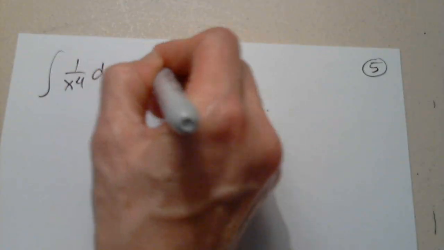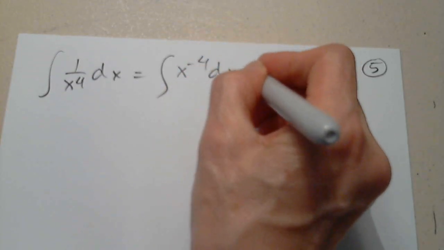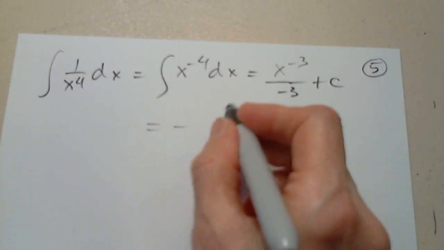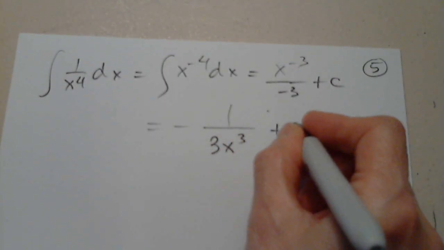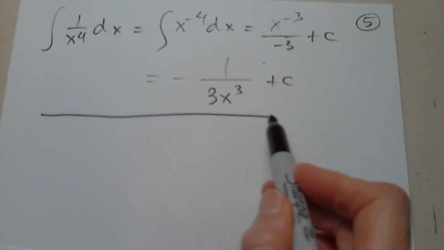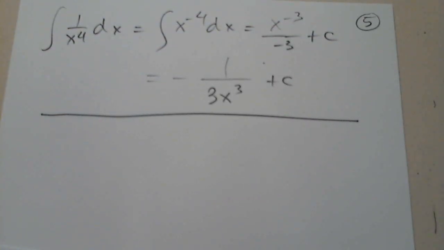Good. So this is my page, I think 5, right? Yes. Good. So we have the integral of 1 over x to the fourth dx. Of course, this is x to negative 4 dx. So this is x to negative 3 over negative 3 plus a constant c. And you can rewrite it as this. And that's it. That's all you need to do. Any questions on this?